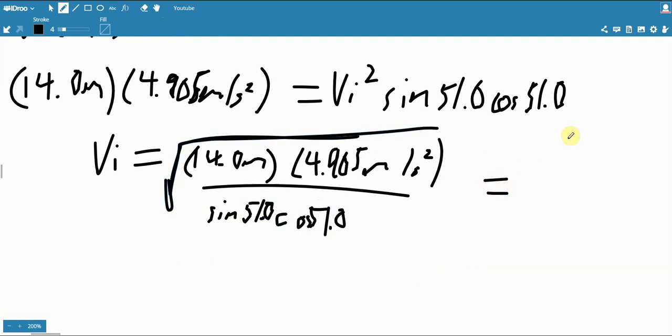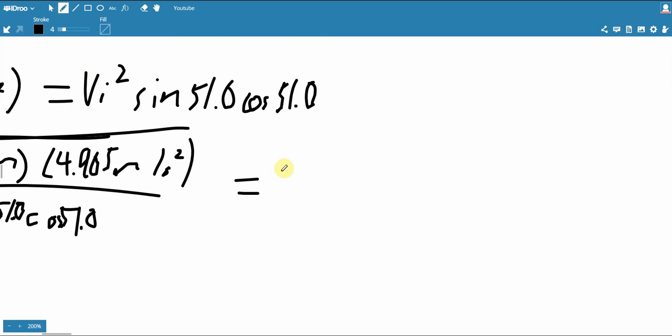Now we just put that all in our calculator. 14 times 4.905 divide by sine 51 divide by cosine 51, then square root that. We get 11.8494, but in this case we round to 3 sig figs, so it's 11.8, and the unit is meters per second because we're solving for velocity.